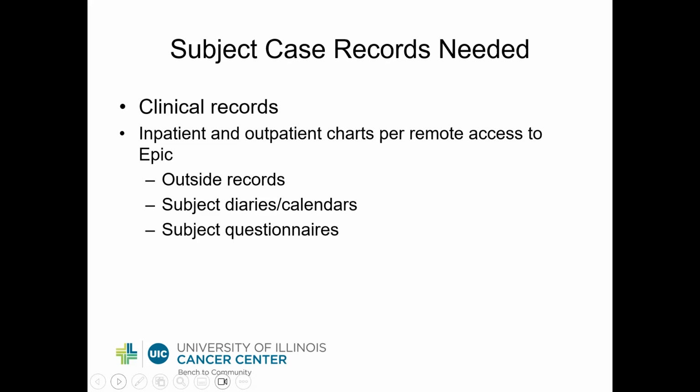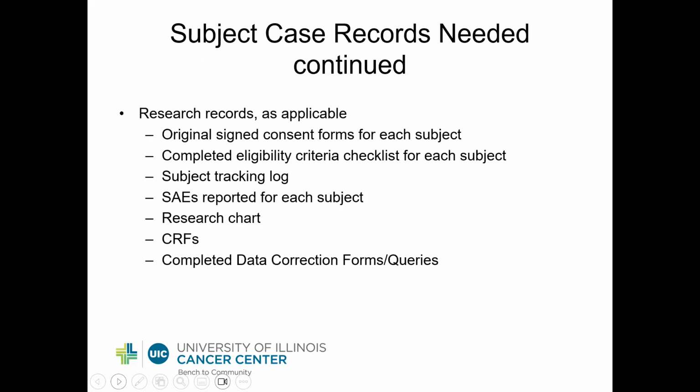Outside records, subject diaries, calendars, subject questionnaires. Research records as applicable: original signed consent forms for each subject, completed eligibility criteria checklist for each subject, subject tracking logs, SAEs reported for each subject, research chart, case report forms, completed data correction forms, queries.